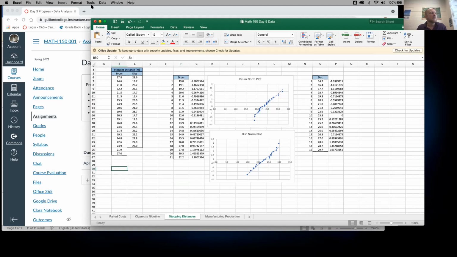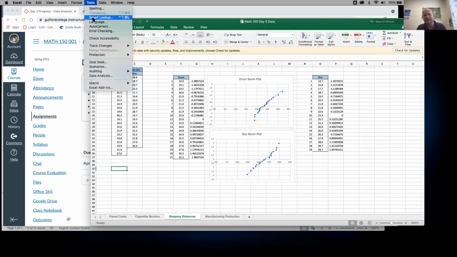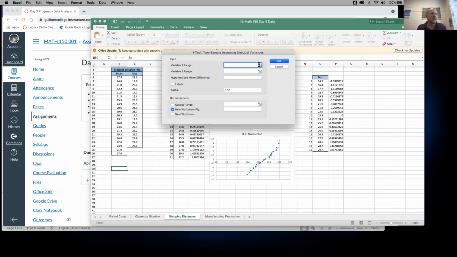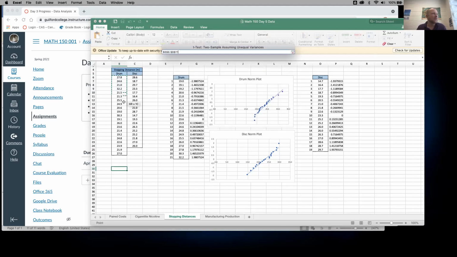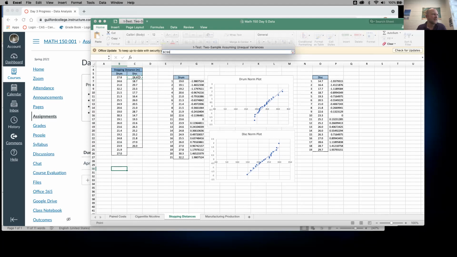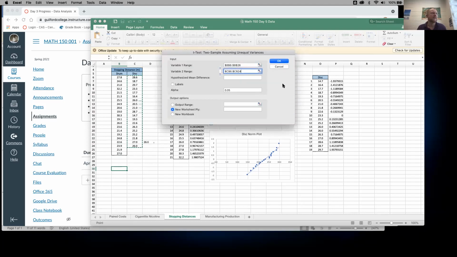once we get it. Tools. That's right, tools. I would much rather have y'all with me here so we could talk through it. Tools, data analysis, t-test two-sample assuming unequal variances. We tell it that's okay. Now we have to tell it where the two columns are. So I chose the first one, and then I chose the second one. You got to make sure you don't get any blank spaces in there. That'll really goof it up.